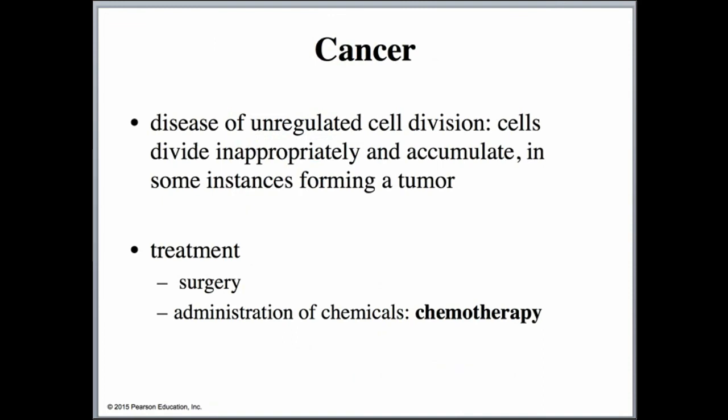All right, so cancer is a disease of unregulated cell division. Cells divide inappropriately and accumulate, in some instances forming a tumor. Treatment can be surgery if the cancer is contained to one location in the body. But if a piece of the tumor breaks off and travels in the bloodstream to other parts of the body, that's when the cancer has metastasized, and then you can't use surgery anymore to treat the cancer. So that's when you use chemotherapy.